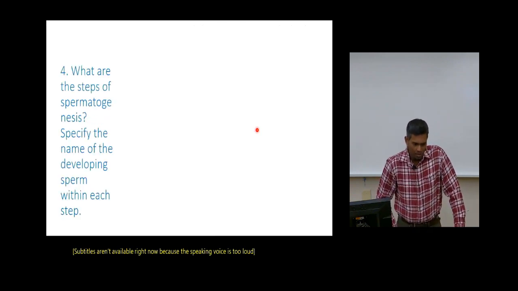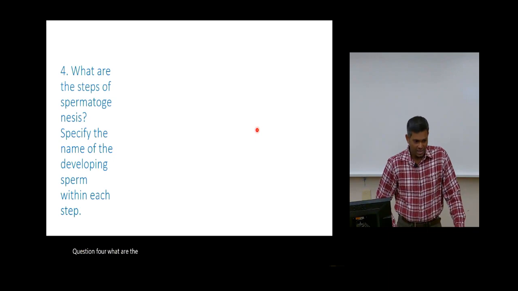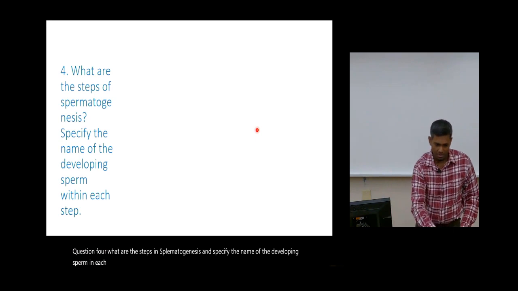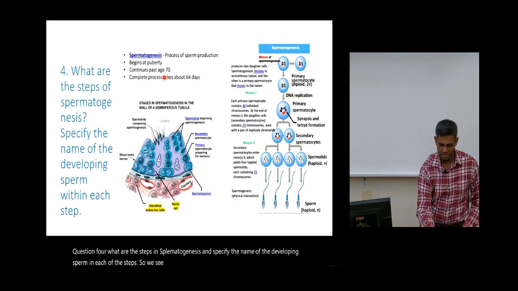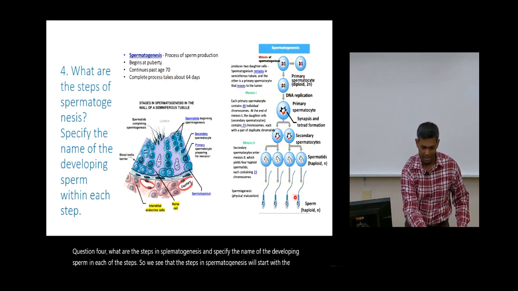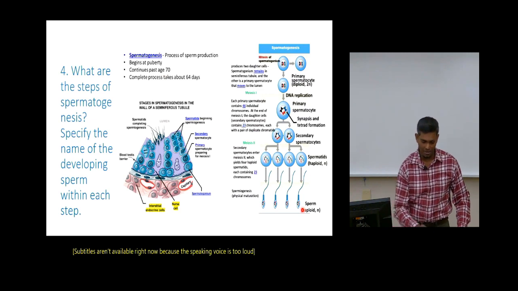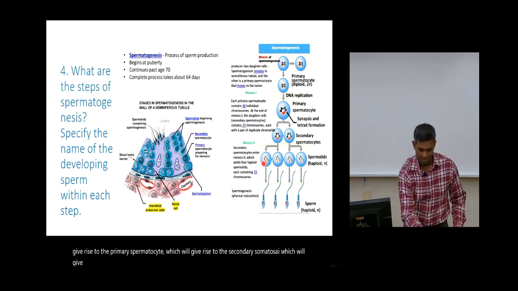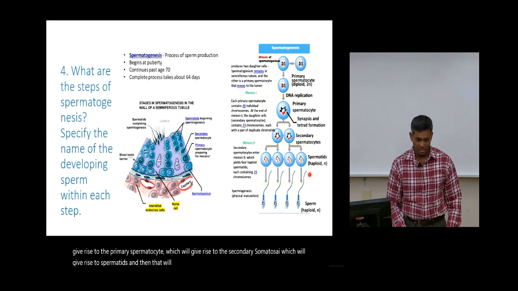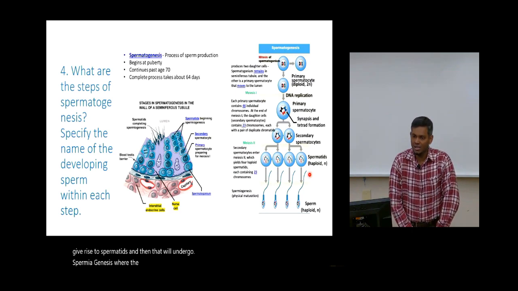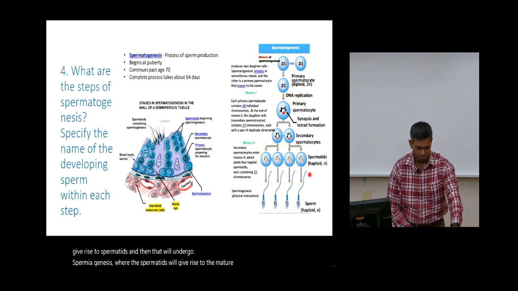Question 4, what are the steps in spermatogenesis, and specify the name of the developing sperm in each of the steps. The steps in spermatogenesis will start with the spermatogonium, and it will end in the sperm being formed. The spermatogonium will give rise to the primary spermatocyte, which will give rise to the secondary spermatocyte, which will give rise to spermatids, and then that will undergo spermiogenesis, where the spermatids will give rise to the mature sperm.